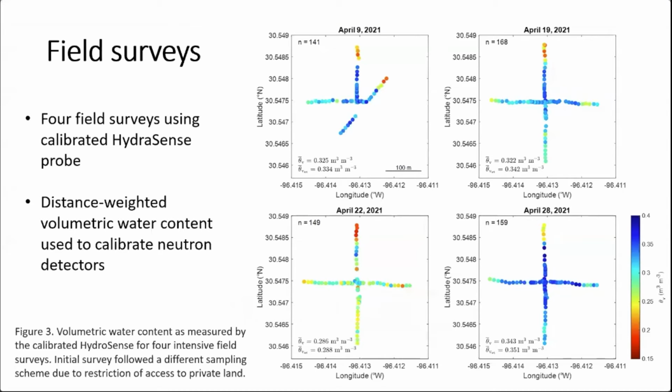We used these distance-weighted volumetric water content values from each of our 4 survey dates to calibrate our neutron detectors for this location. I'm not going to show the calibration. I don't have quite enough time to do that today. But these are the points that we used to develop that calibration.